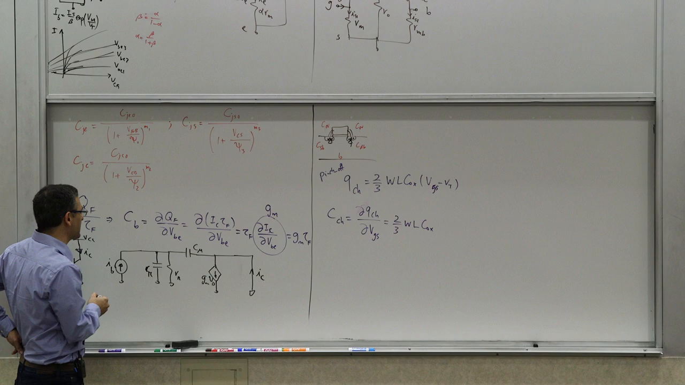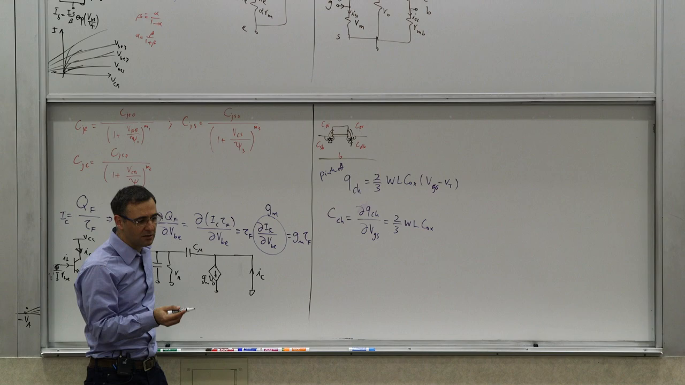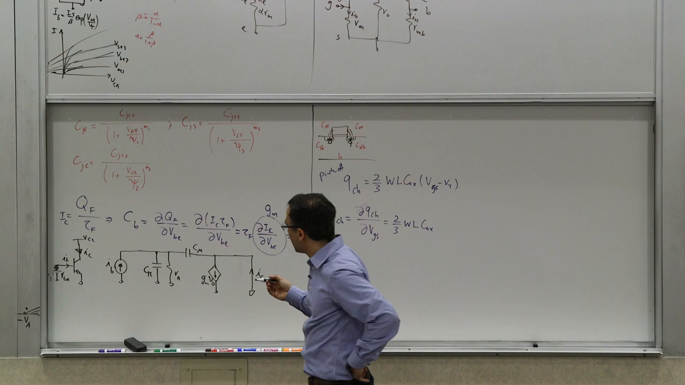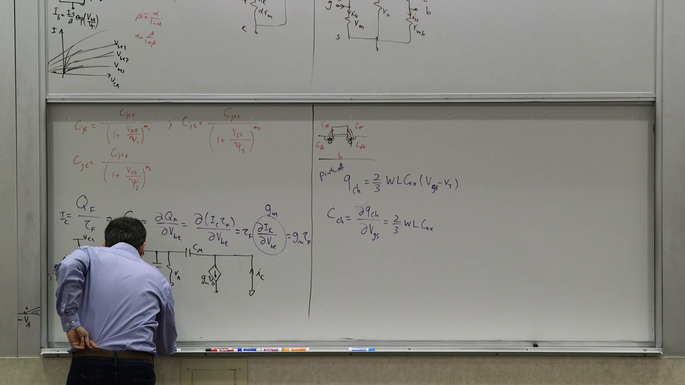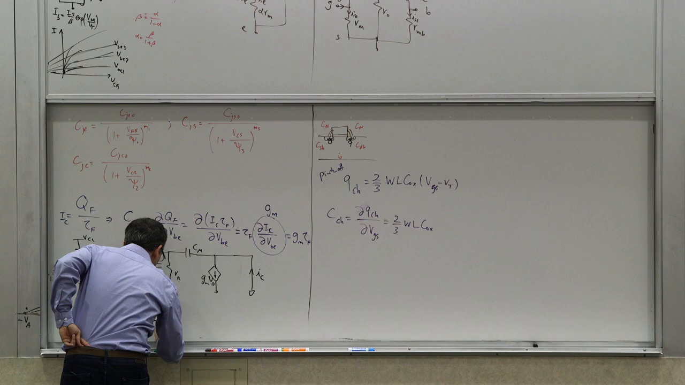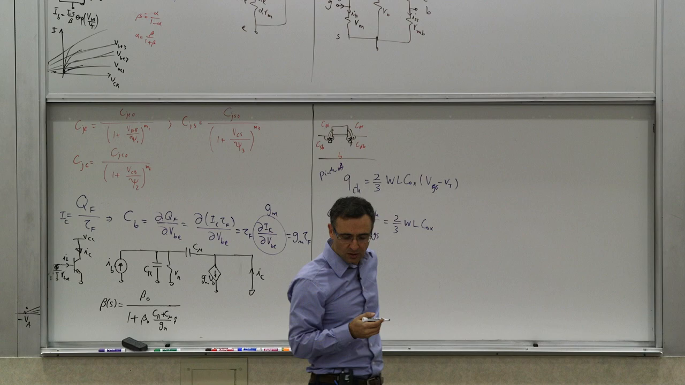And it's relatively easy to calculate. We'll talk about how we calculate these things, and it's in your handouts too. But the short answer is that you can define the ratio of this as beta of S, which is going to be beta 0 divided by 1 plus beta 0 times (C pi plus C mu) over gm, times S. And this is simple from any kind of basic KVL, KCL calculation or nodal analysis that we'll discuss later. Anyway, so that's what it is.